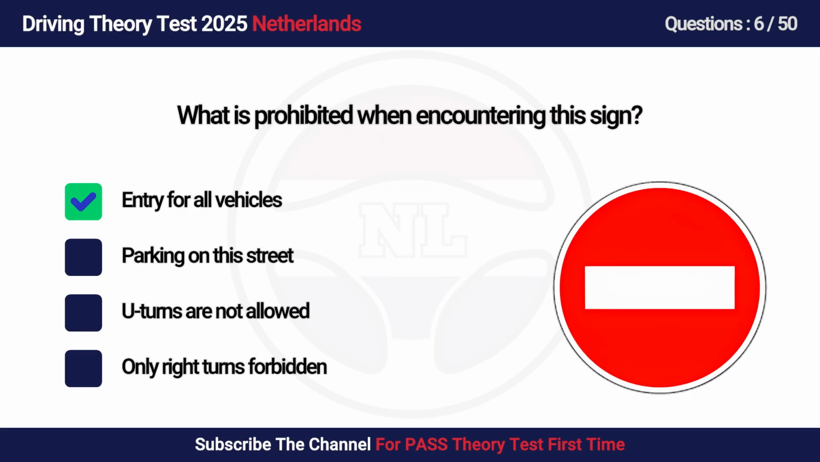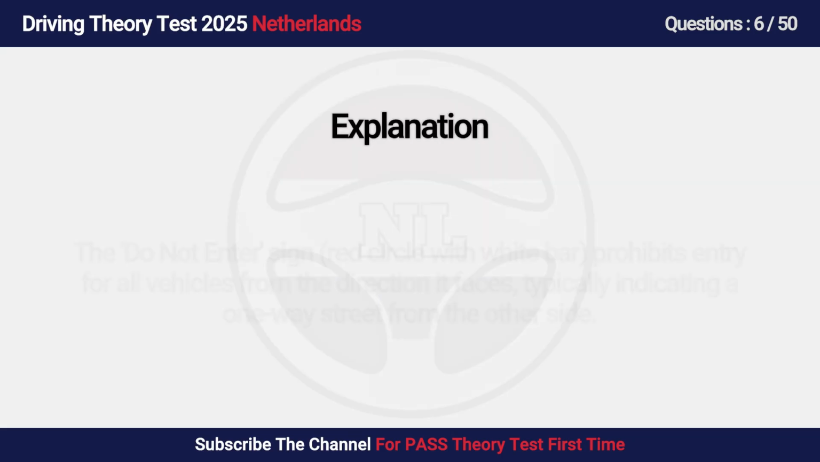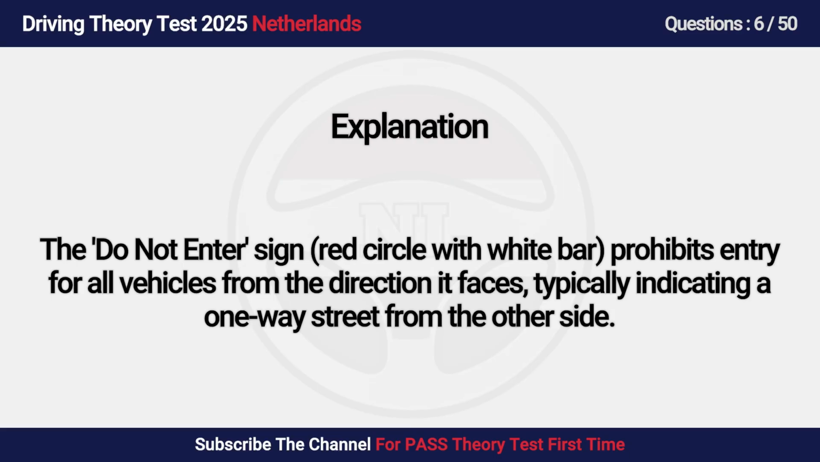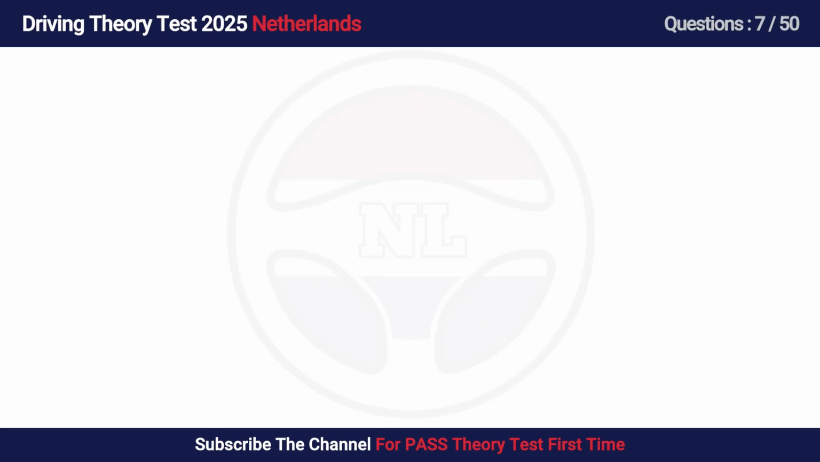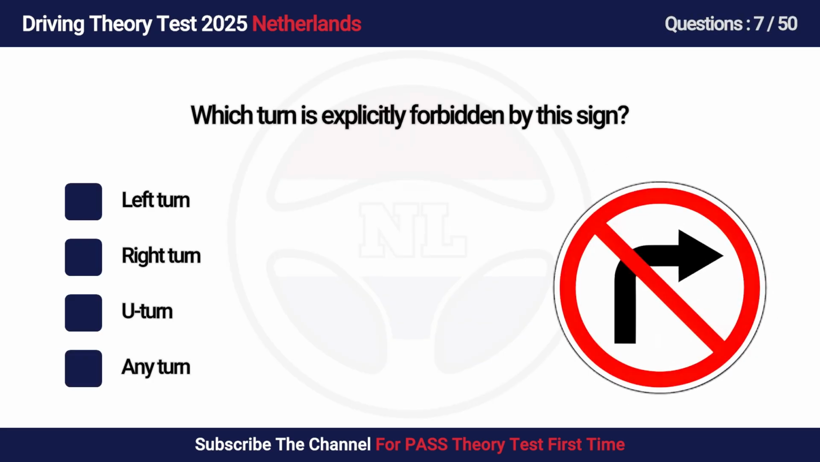Answer is A. Entry for all vehicles. The Do Not Enter sign, red circle with white bar, prohibits entry for all vehicles from the direction it faces, typically indicating a one-way street from the other side. Question 7. Which turn is explicitly forbidden by this sign?